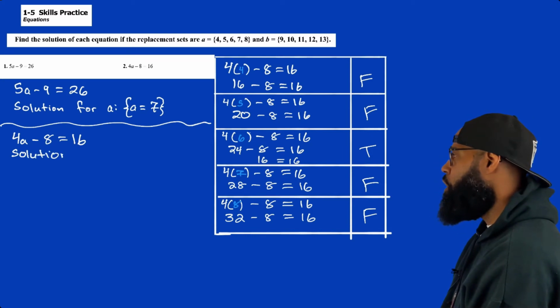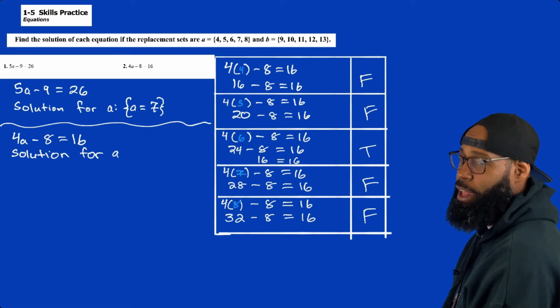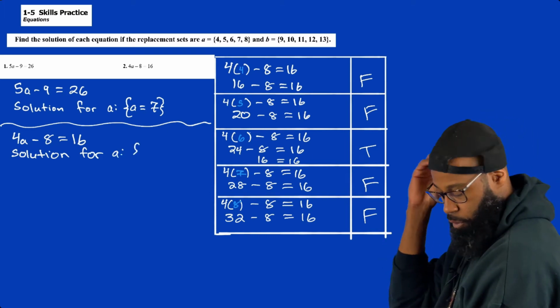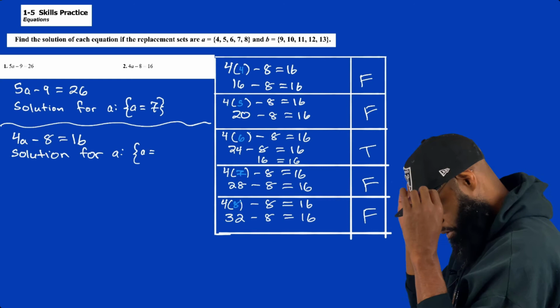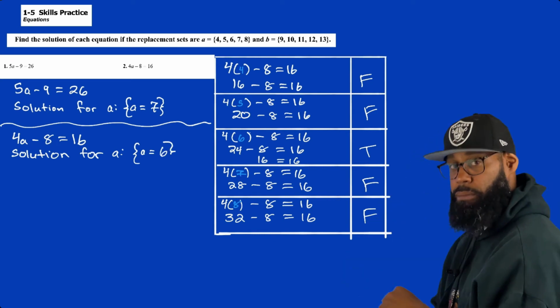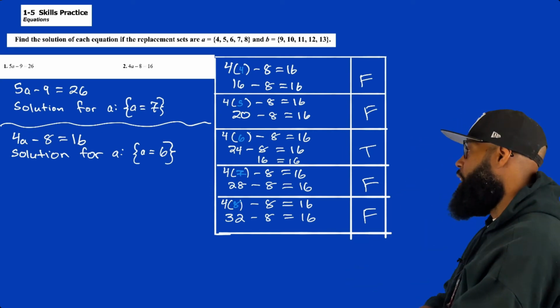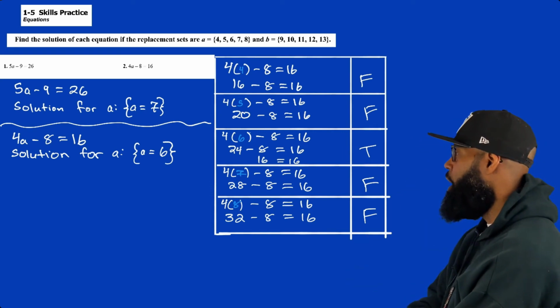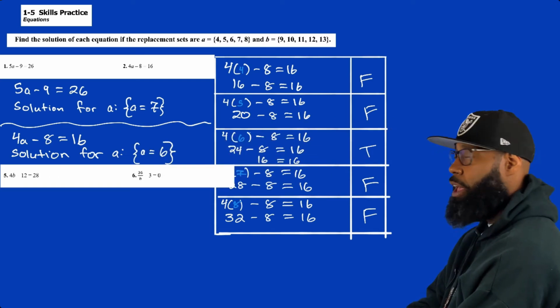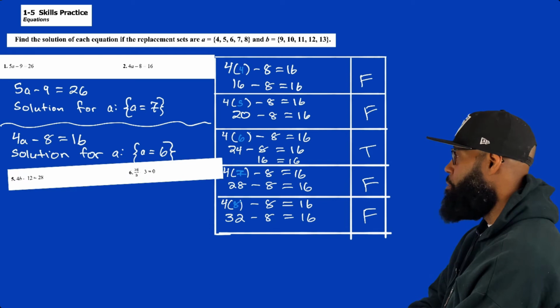So still focusing on the first component, the first section of the handout where we are. Forgot to turn the hand around, guys. All right, where were we? 4a minus 8 is equal to 16. The solution for a is equal to 6. We got it.